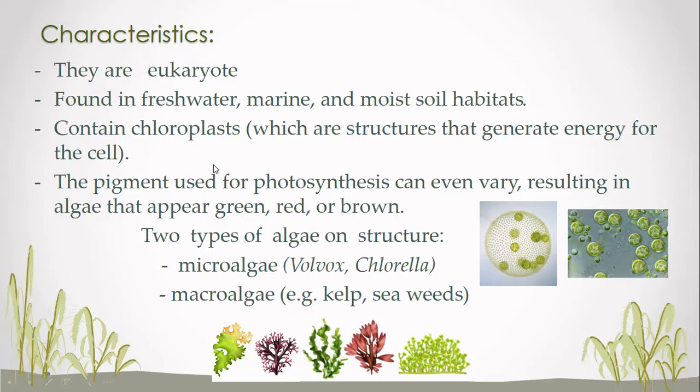So we have two types of algae based on structure. So we have the microalgal group and the macroalgae group. Microalgal usually are unicellular, while macroalgal are called multicellular. One example of macroalgae, you have the kelp, the seaweeds, yung lato nakikita, yung binebenta sa palengke.